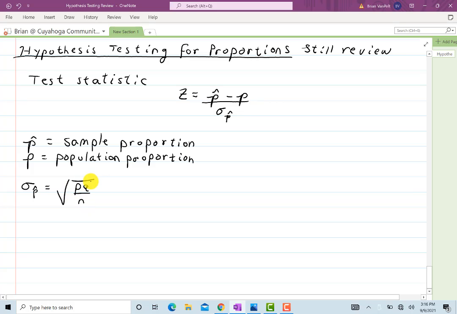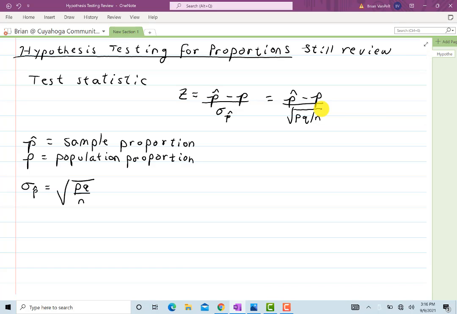I'm not going to bother writing the Q sub P hat. I'm just going to always use this formula directly: the square root of PQ over N. So there's our test statistic. Everything else works the same except a couple of things that I'll point out when we get to them. Q, you may remember, is simply 1 minus P.